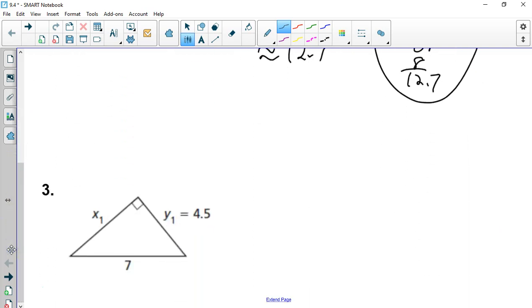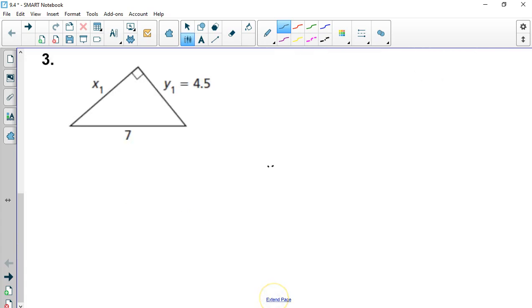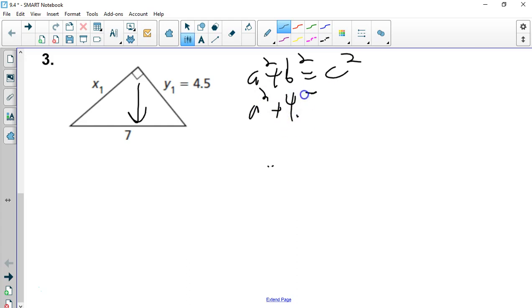Number 3, which actually should be number 2, just, counting is hard. So, same thing, we got to find our hypotenuse. a squared plus b squared equals c squared. Doesn't matter what you name it. I'm going to go with a squared this time and call it 4.5. b equals 7 squared. All right.